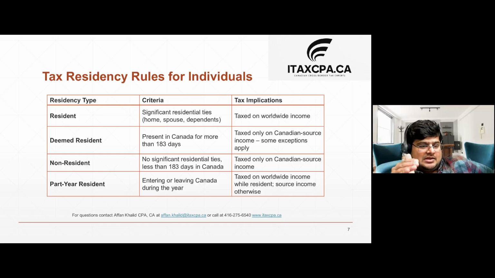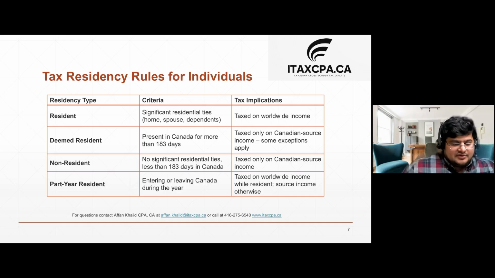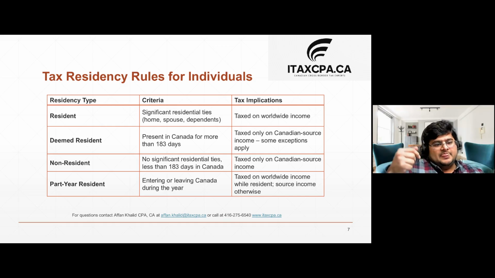But for simplicity, things do get a little complicated, but for simplicity, because of the US and Canada tax treaty, if you are considered to be a deemed resident, then your Canadian source income is subject to tax in Canada. Okay, so say the US company sends their employees to Canada and they happen to stay for more than 183 days.